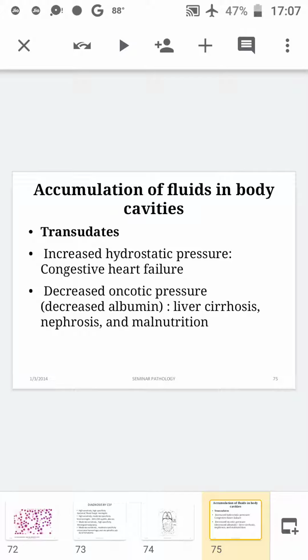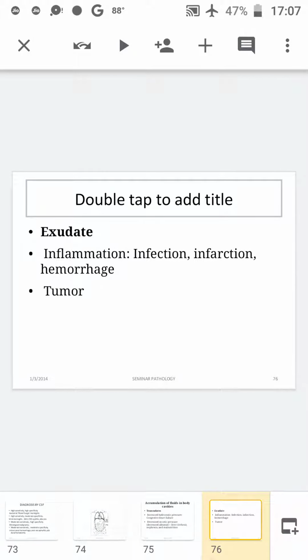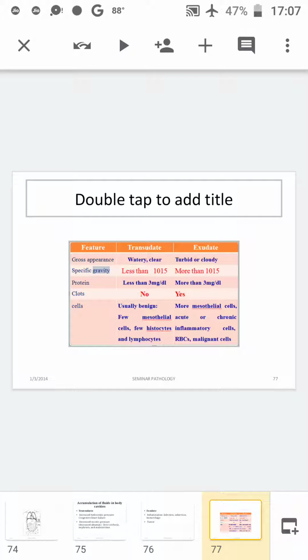Transudate means either increased hydrostatic pressure or decreased oncotic pressure. For increased hydrostatic pressure, an example is congestive heart failure, and for decreased oncotic pressure it is liver cirrhosis. Coming to the exudate, inflammation, infection, infarction and tumor can be seen. So generally if you are getting a fluid sample, you have to rule out whether the cause is transudate or exudate. Transudate is mainly because of congestive heart failure, liver cirrhosis and malnutrition.